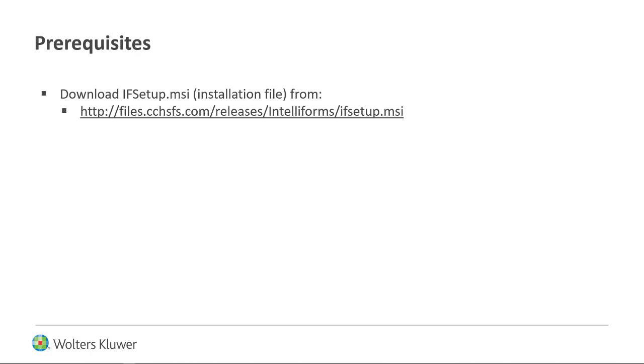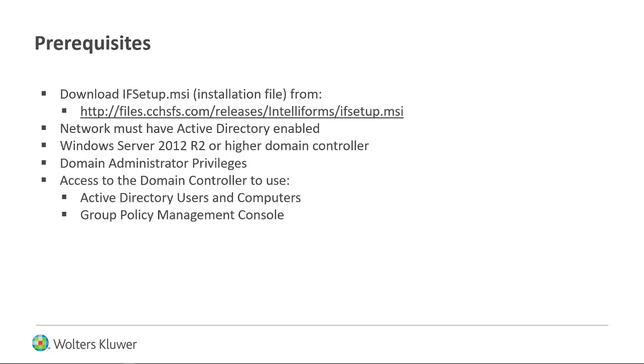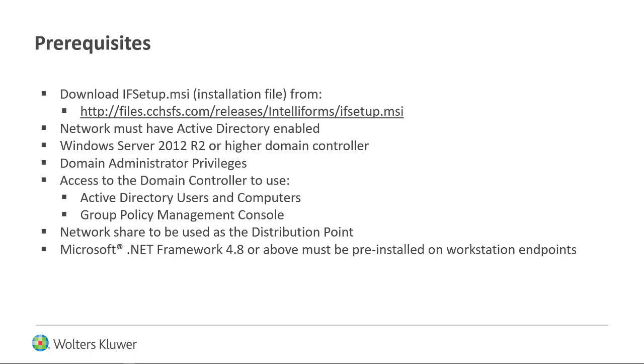Download ifsetup.msi, the installation file, from the address shown on your screen. The network must have Active Directory enabled. You must have a domain controller running Windows 2012 R2. You must be a domain administrator on the domain controller to use Active Directory Users and Computers and Group Policy Management Console. There must be a network share to be used as the distribution point.